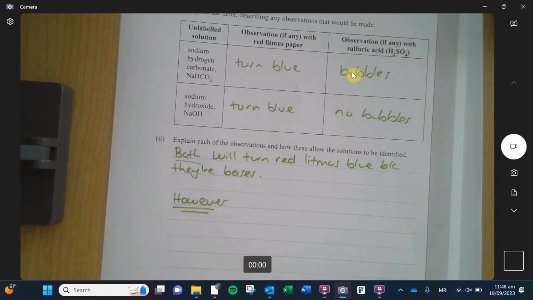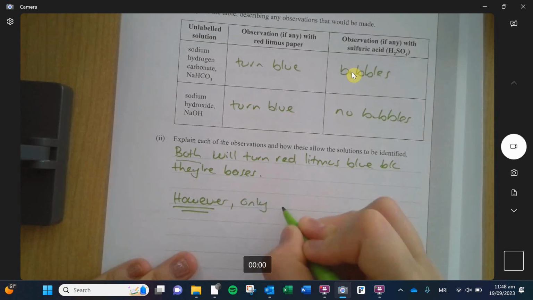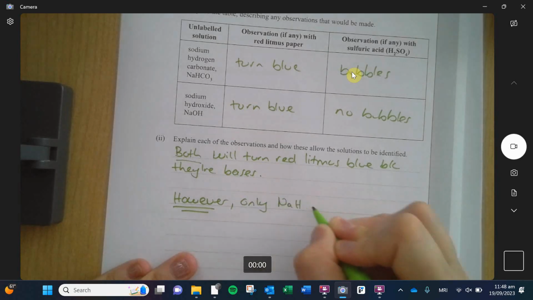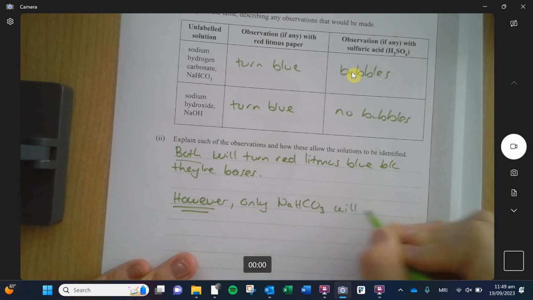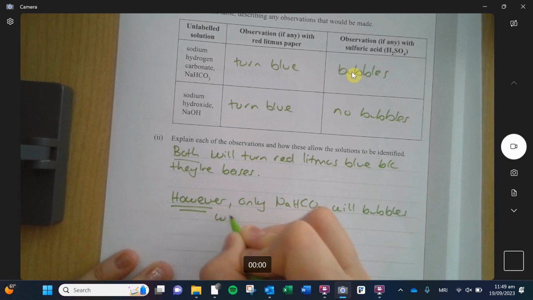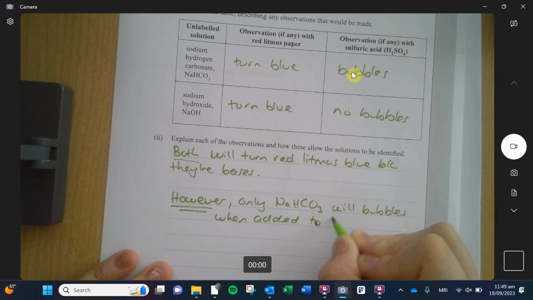And then however is a good way for me to bridge to say these two things are different in this way. So, however, only sodium carbonate will form bubbles when added to sulfuric acid.